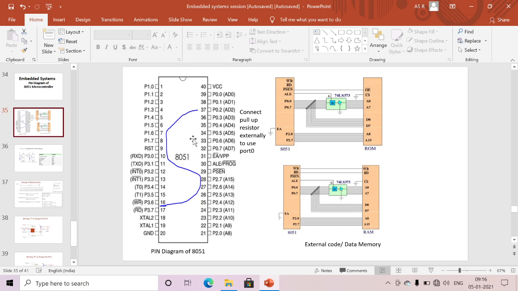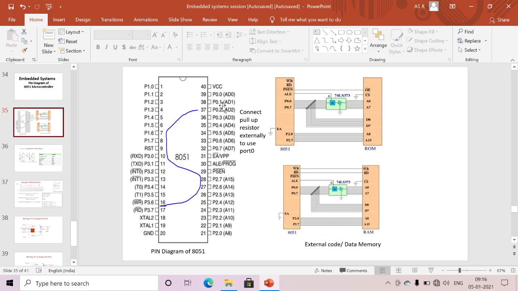For example, our controller has 128 bytes of RAM and 4 kilobytes of ROM. We have only limited memory in our 8051 microcontroller. If I want to access any external memory like 64 kilobytes of RAM or ROM, I can use these two ports and also these two pins.